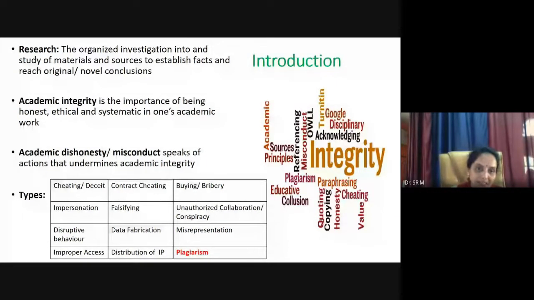Then, speaking about disruptive behavior. This is any kind of action or practice which restricts or affects the teaching-learning process. It is not only these factors, but also disrespecting your professor, teacher, or the institution, or dragging your fellow students. All this comes under disruptive behavior, whether physically in class or online.